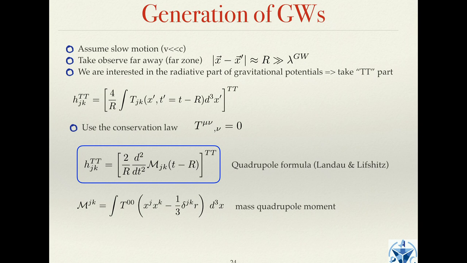Otherwise, I didn't say anything about the source. I didn't say it's a binary or something else. In principle, it's any system. If you have a non-zero quadrupole moment, and if it's time dependent, with a non-vanishing second derivative, you have gravitational waves. Of course, if it's vanishing, it doesn't mean that there are no gravitational waves. You might want to consider higher-order multipoles, and the gravitational wave will just be significantly weaker.